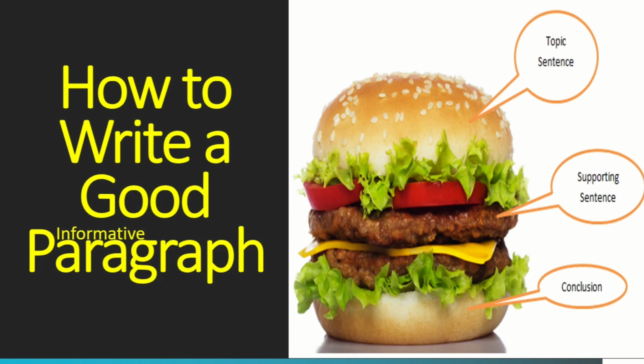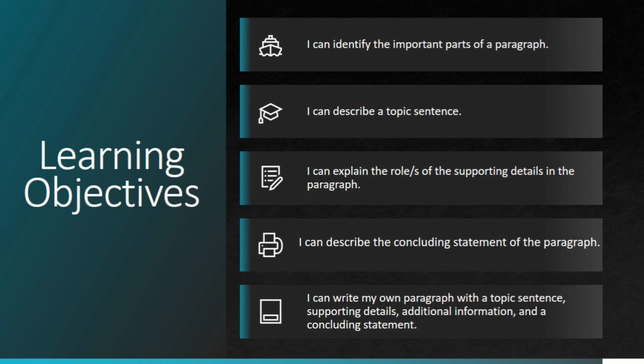In this lesson, you are going to learn how to write a good, informative paragraph. Specifically, you're expected to identify the important parts of a paragraph, describe the topic sentence, explain the role or roles of the supporting details in the paragraph, describe the concluding statement of the paragraph, and write your own paragraph with a topic sentence, supporting details, additional information, and a concluding statement.